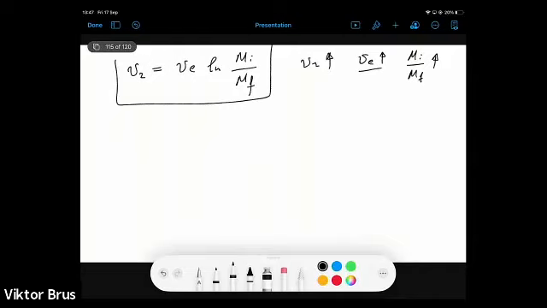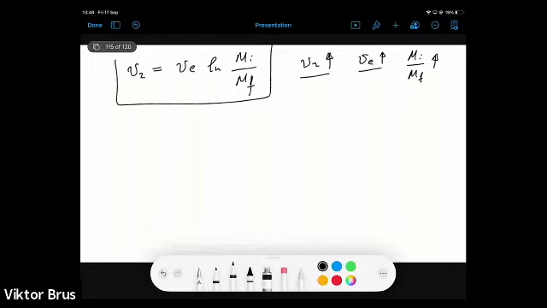So ideally, in order to get maximum velocity, you need to fill the rocket completely with the fuel. So it should be maximum initial mass and minimum final mass. But obviously that doesn't work.